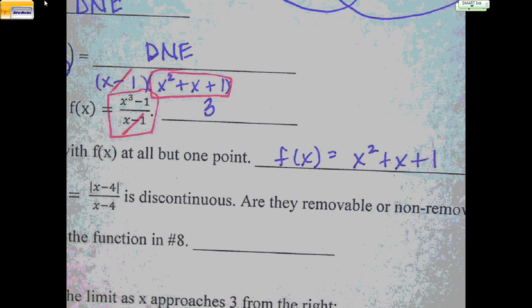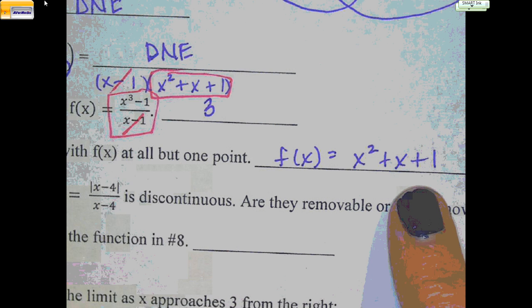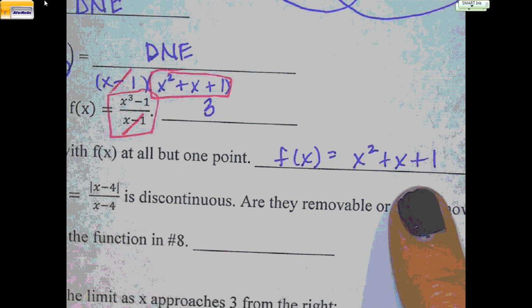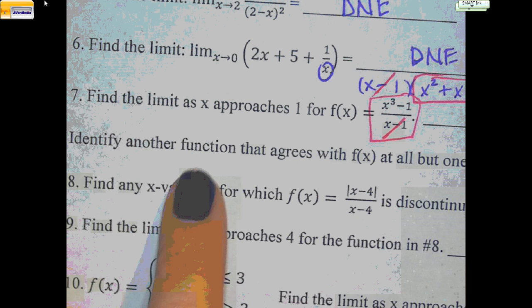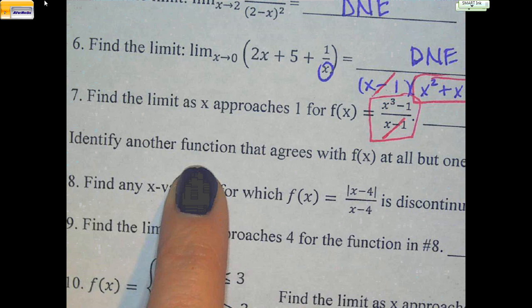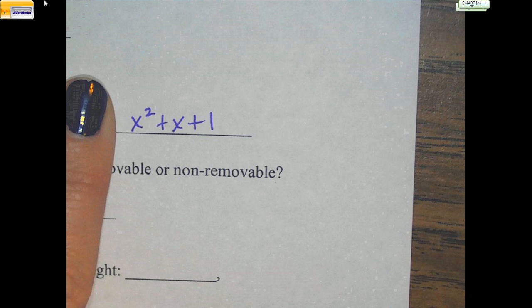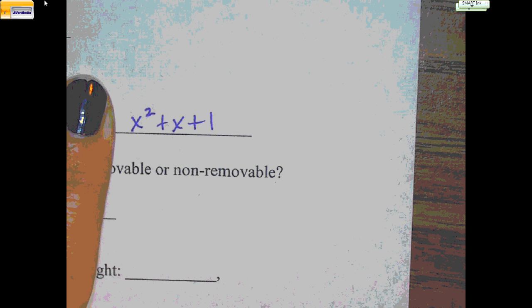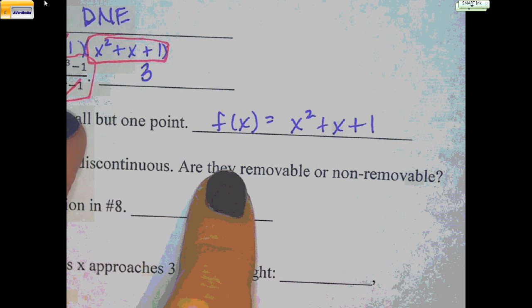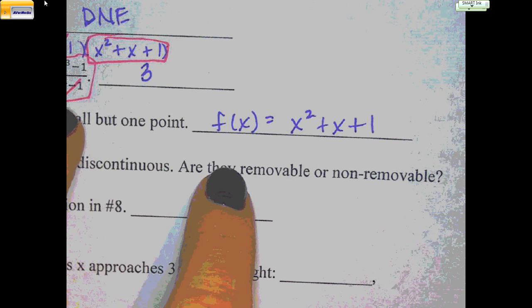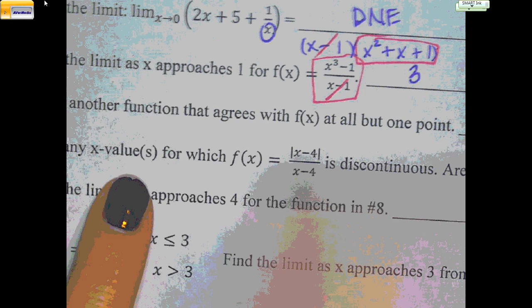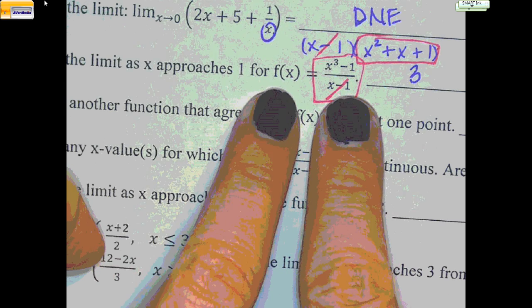If you type both those in your calculator, it will create a graph right on top of the other one, except for that hole, except for that one point. Also, pay attention. It says create another function. If you just give me this, that is not a function. That's not an equation. That's an expression. Make sure it is an equation. Everybody hear that? Doesn't have to be f of x. You could put g of x. You could put y equals. I would take it. Yes, it has to be this one because it agrees with f of x. It agrees with this one at all but one place.